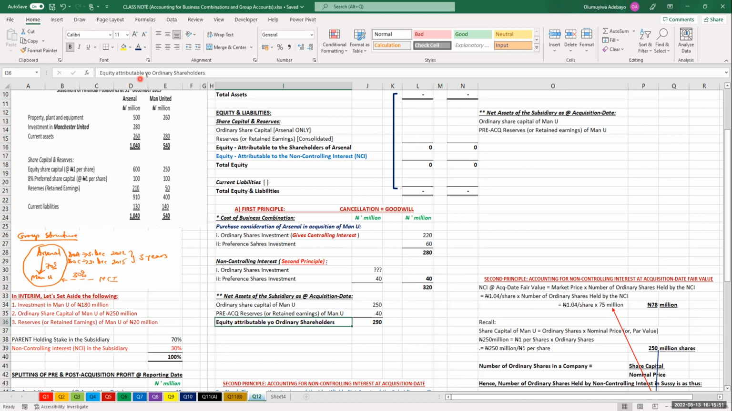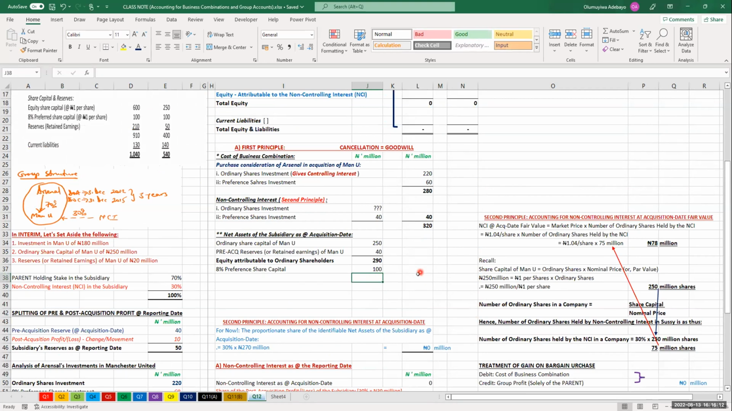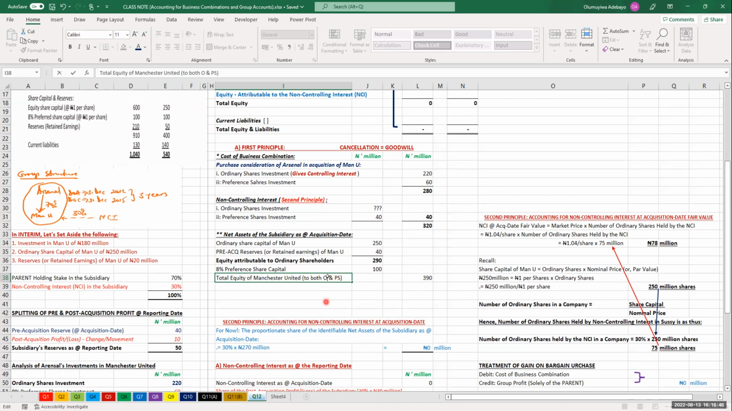Now, I need to bring in equity relating to preference share, which means I'll bring forward the preference share capital. 8% preference share capital, which is this 100 we have there. And until I put that, before I can have the sum of equity, which means this is now the entire equity. This is the total equity of Manchester United, which is to both ordinary shares and preference shares. Let me just put like this. OS means ordinary shares and PS means preference share. Therefore, this is total equity.